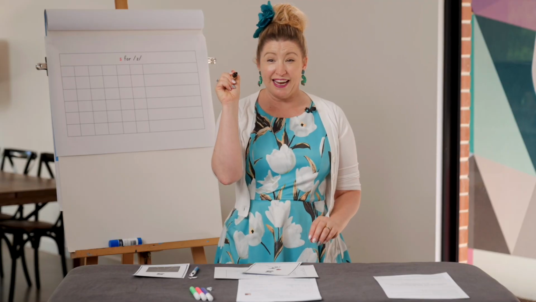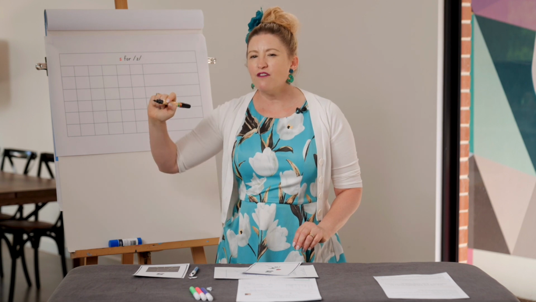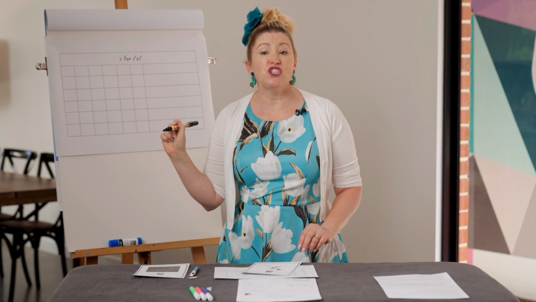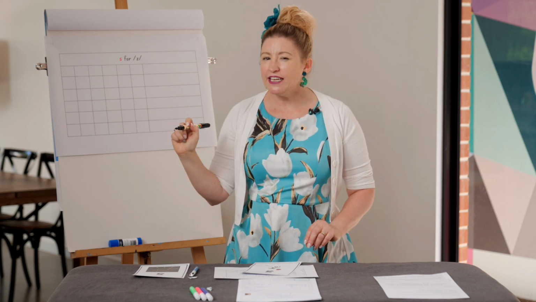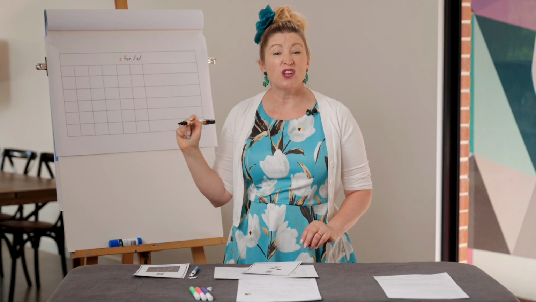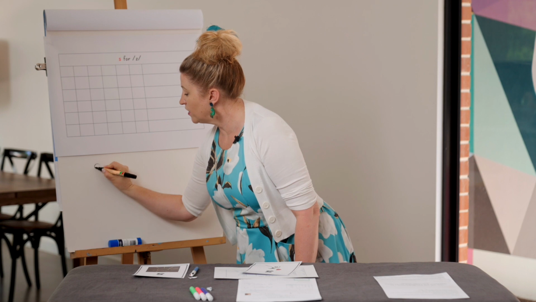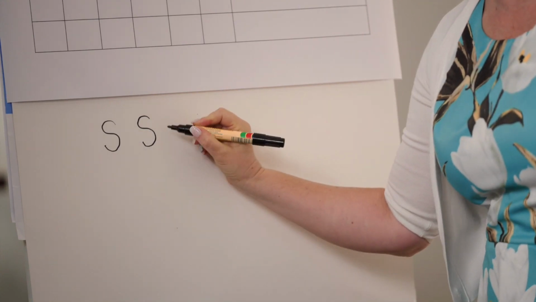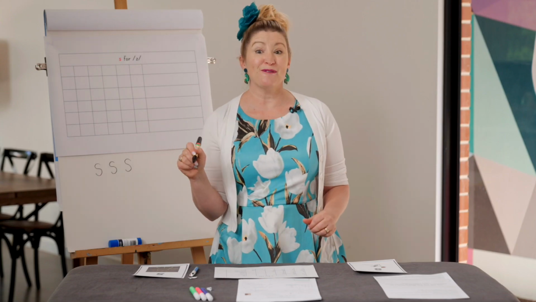Okay, got your pen ready? Remember, we're really fussy about handwriting. We're going to write that grapheme S, but when we do it, it's saying Z. The phoneme is Z. So we're writing the letter S, but the phoneme is going to be Z today. So let's go. Z. Z. Z. Now we're ready to write some words.